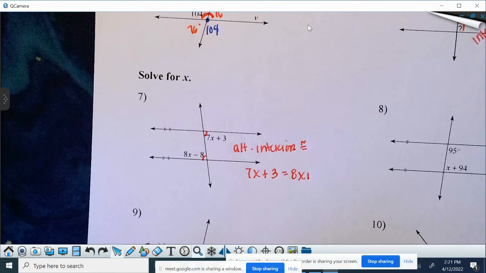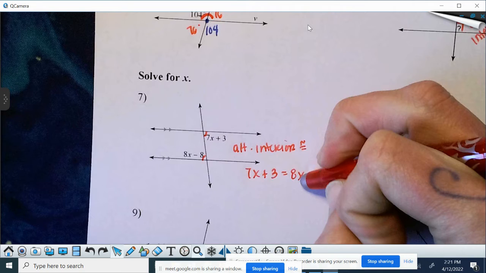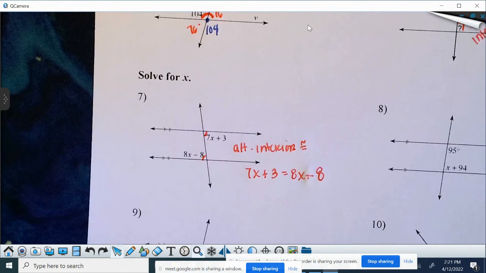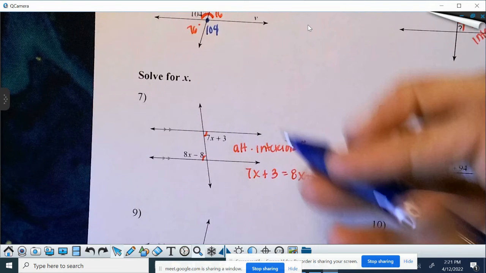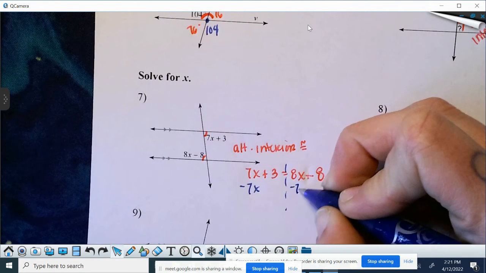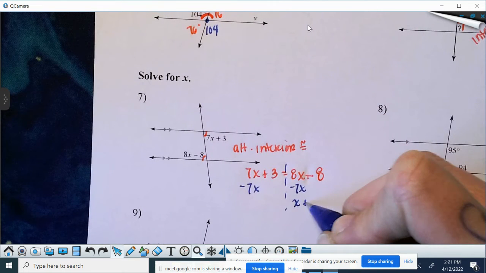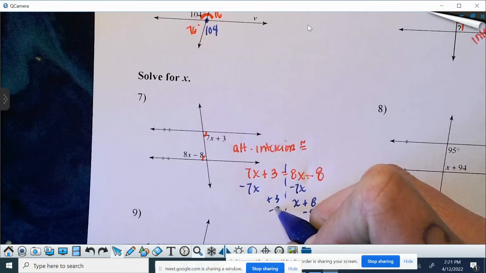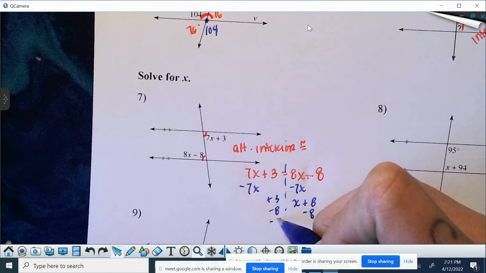Minus 8, not plus, minus 8. Then solve it like a normal equation. Get your x's on one side, your whole numbers on the other. I like working towards the positive x. Minus 8 to get x by itself. So get negative 5 equals x.